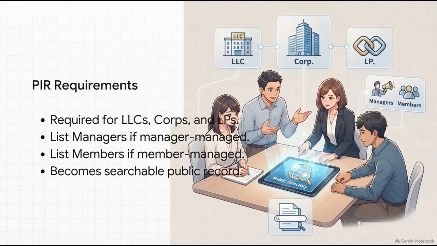If your LLC is member-managed, you have to list the names and addresses of all your members on this report every single year. But if your LLC is manager-managed, you only have to list the managers. Think about what that means. In a manager-managed structure, you can add or remove underlying members in your private operating agreement all day long, and their names never have to appear in the Comptroller's searchable public database. It is a fantastic privacy shield if you set it up correctly.